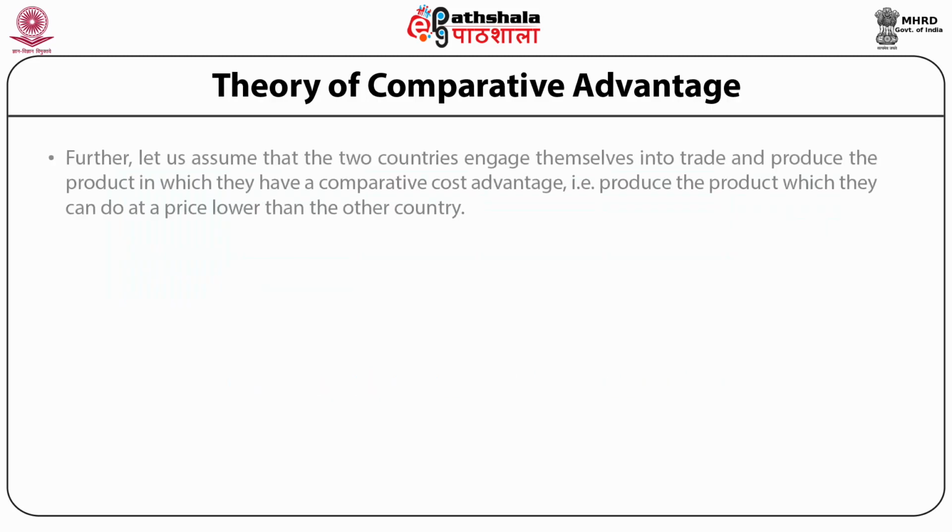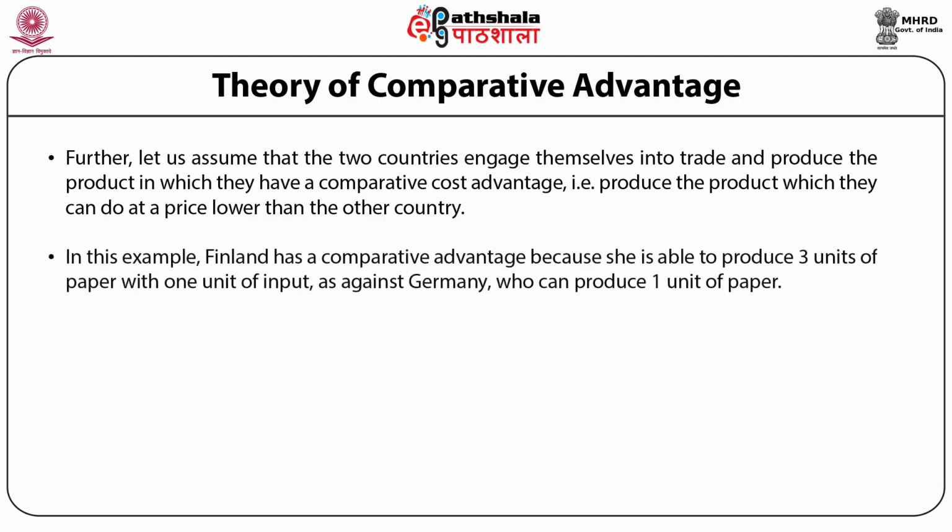Further, let us assume that the two countries engage in trade and produce the products in which they have a comparative cost advantage. That is, produce the product which they can make at a lower cost than the other country. In this example, Finland has a comparative advantage because she is able to produce 3 units of paper with 1 unit of input, as against Germany, which produces 1 unit of paper. Similarly, Germany has a cost advantage in producing fish.